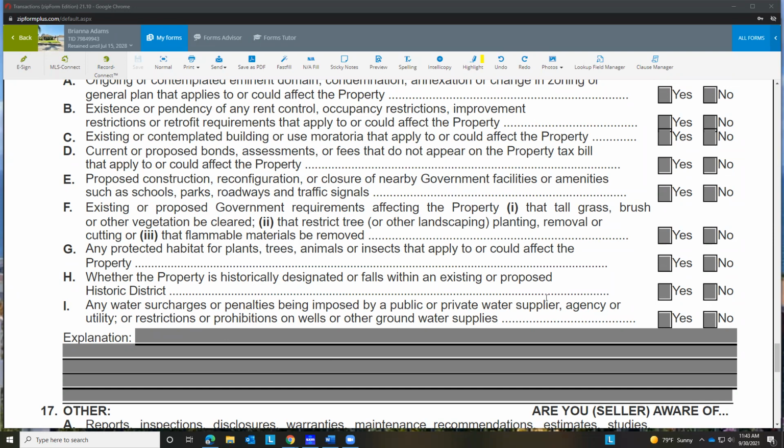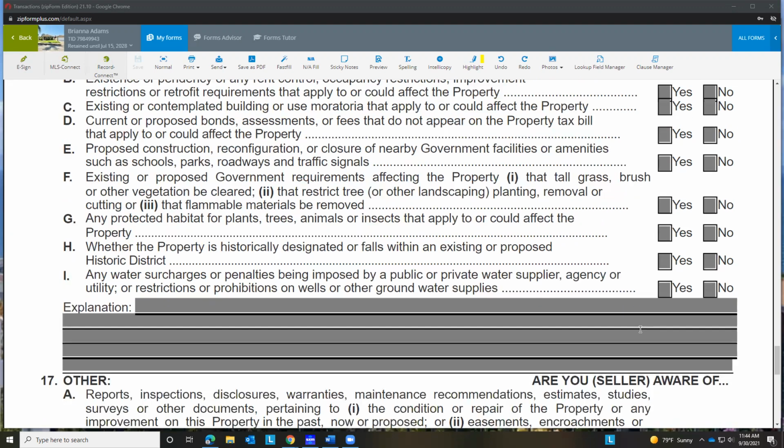Any water surcharges or penalties being imposed by a public or private water supplier, agency, utility, or restrictions or prohibitions on wells or other groundwater supplies. In Glendora, they get fined if they use too much water. So that would be a yes.